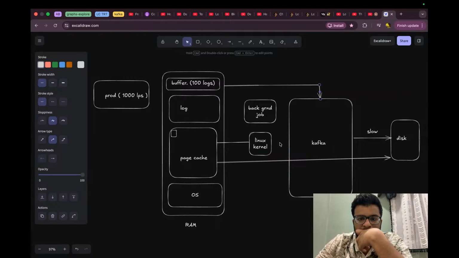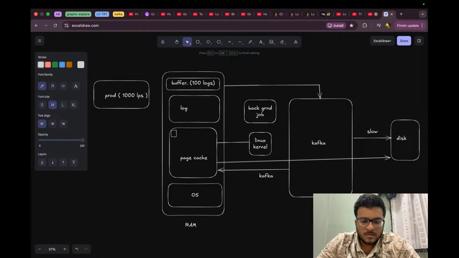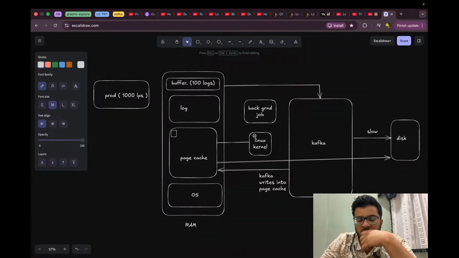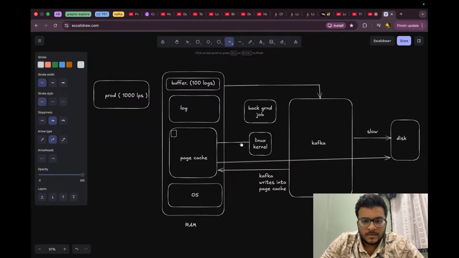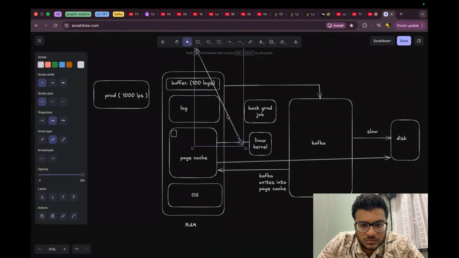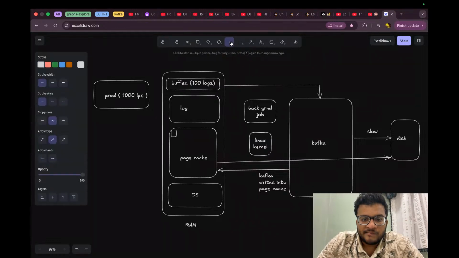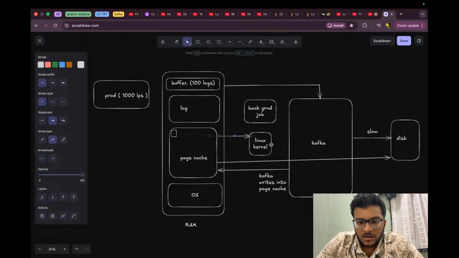Kafka takes this, and Kafka places it in page cache. That we can also draw. Kafka writes it to page cache. The Linux kernel also takes this, the arrow should be here. How to delete this? Linux will take this data, and Linux only writes this to disk.